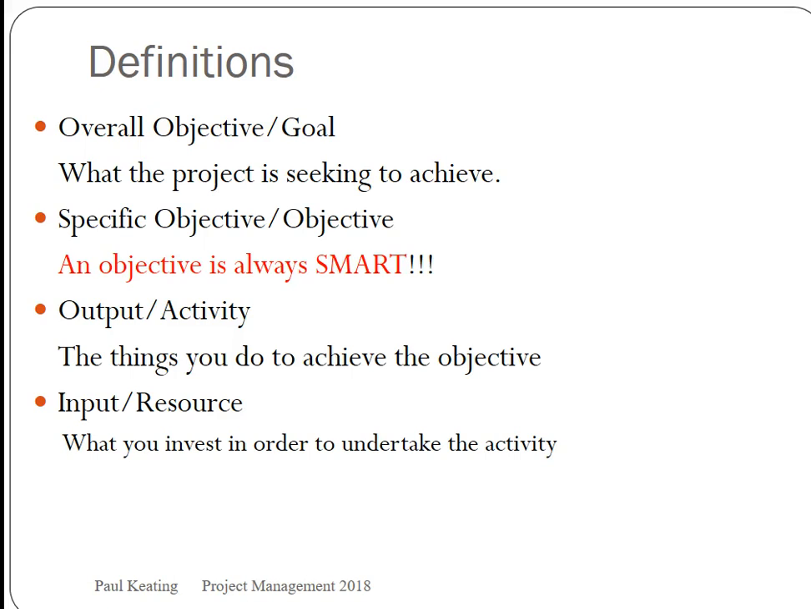And then in order to make those happen, you need inputs and resources, and they can be people, they can be money, they can be other resources that you might have available to you as a youth and community work organisation. It could be volunteers, it could be facilities, it could be a whole range of things that need to be input into the project in order to ensure the activities happen, that the activities then lead to the achievement of the objectives, and the objectives then lead to achievement of the goal.